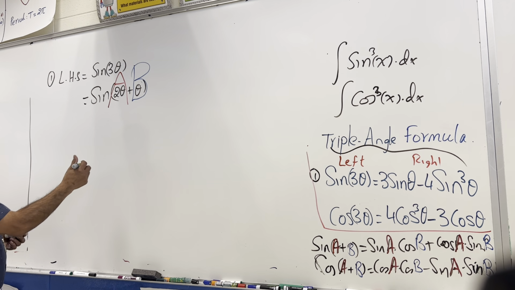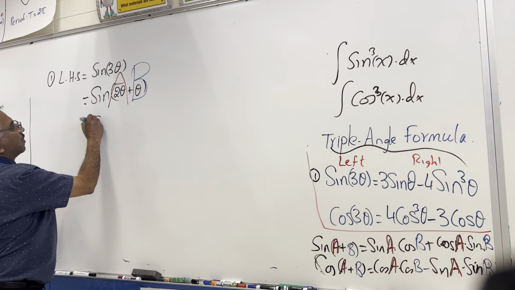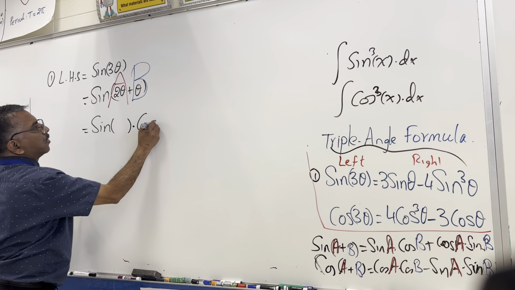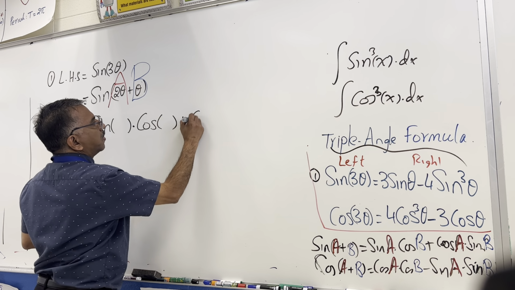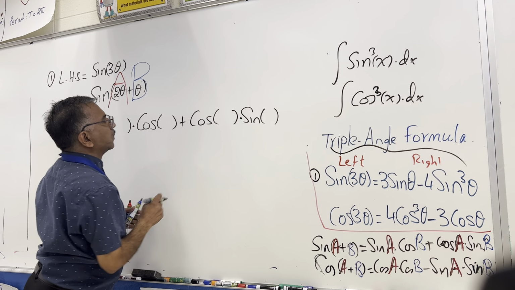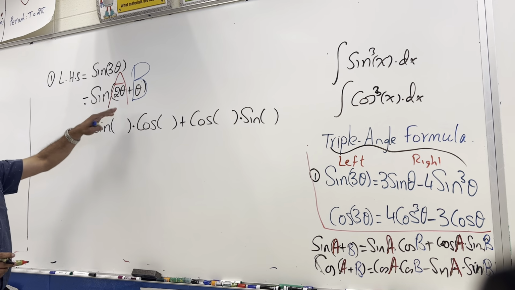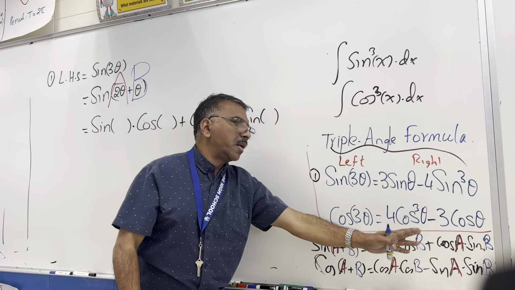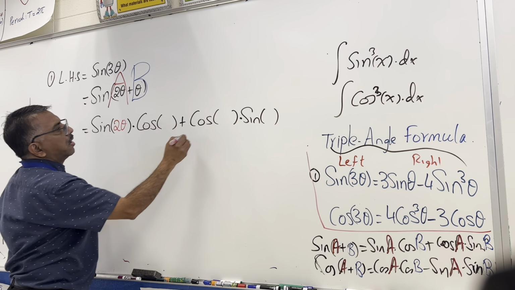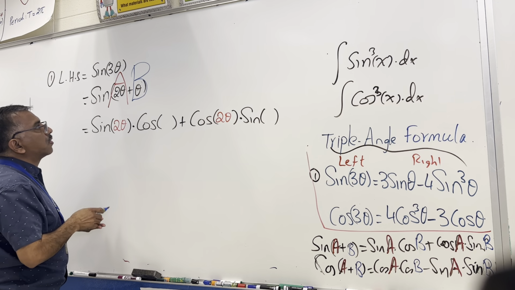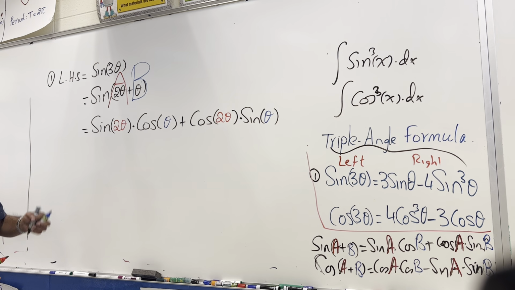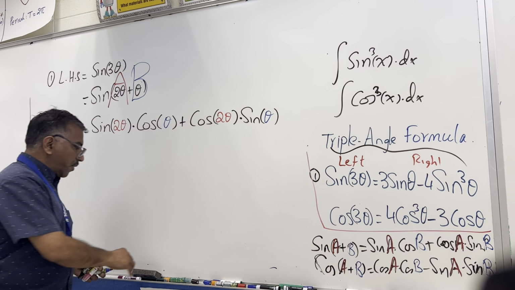So by using the formula, it is sine of the first, then cosine, plus cosine, and then sine. So sine A cosine B plus cosine A sine B. So A is 2 theta, so I replace this as 2 theta and 2 theta, and the B is theta, so that's theta. Again, we have to use the double angle formula. So what is the double angle formula?